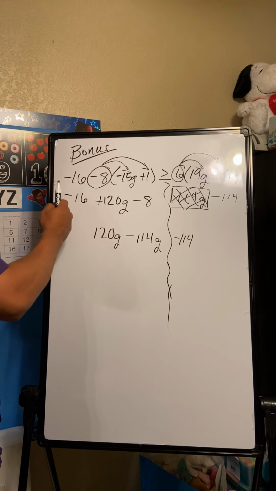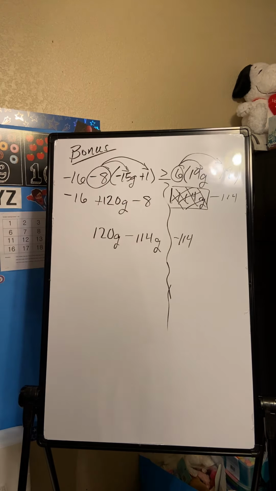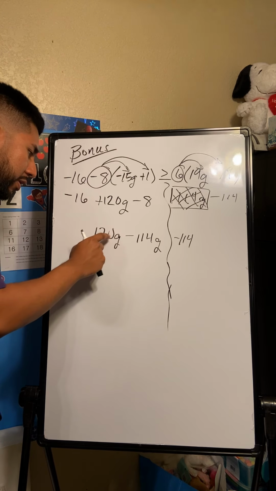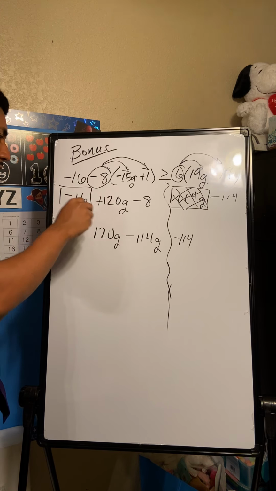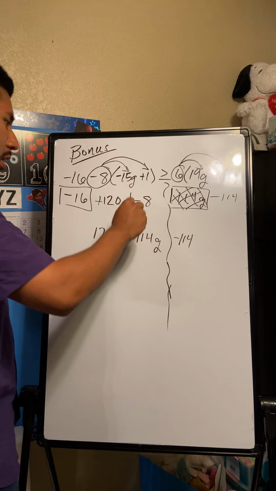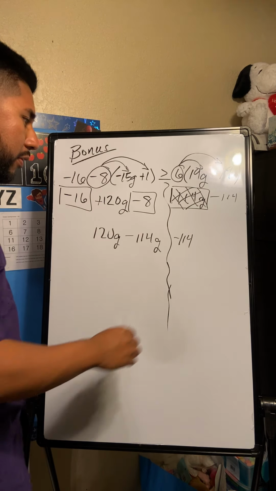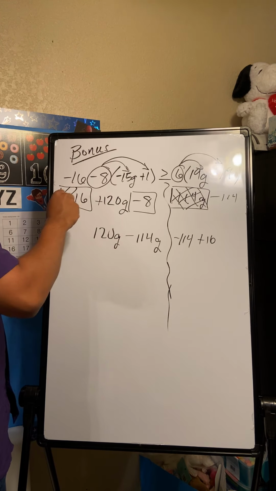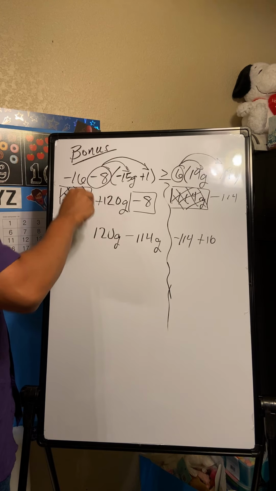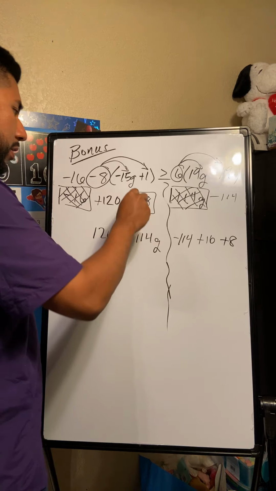And then out of the -16, 120, and the -8, who's transferring over? Ask yourself real quick. Well, you already brought down this 120G, so you don't really need to move it. Gotta do this -16 and this -8. Let's bring them over. Don't forget they change signs. It turns into a positive 16. Cross it out. And then the -8 turns into a positive 8. Cross it out.